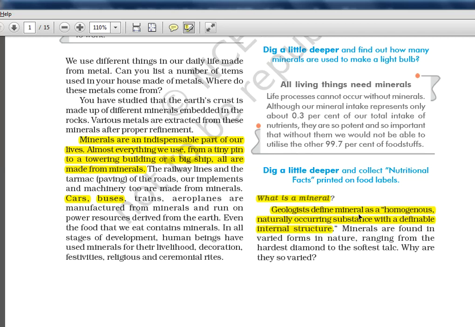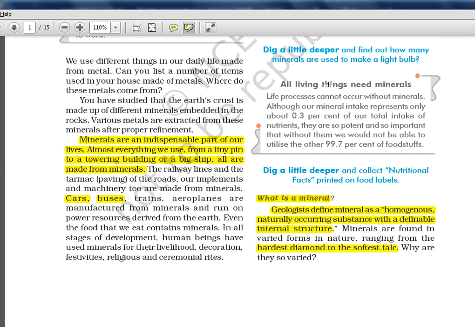Okay, rock will have a multiple structure and it will be heterogeneous. It will have a lot of things inside. But mineral is homogeneous. It will have a similar kind of thing and a definite structure. It is found in varied forms, ranging from the hardest diamond to the softest talc. Okay, to show the hardest and softest range, they have shown about the minerals.